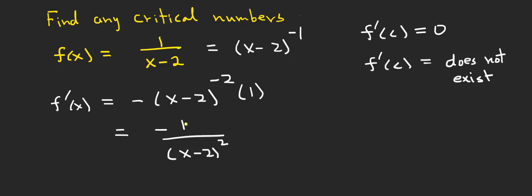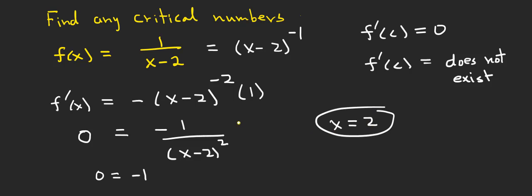And in order to find the critical number, you have to set it equal to 0. Now, when you cross multiply, you end up getting 0 equals negative 1. This is false, which means that this will never go to 0. When is it undefined? When is f prime of x undefined? It's undefined when x equals 2, because that makes the denominator go to 0. So we have a critical number at x equals 2, because when x equals 2, the first derivative is undefined.